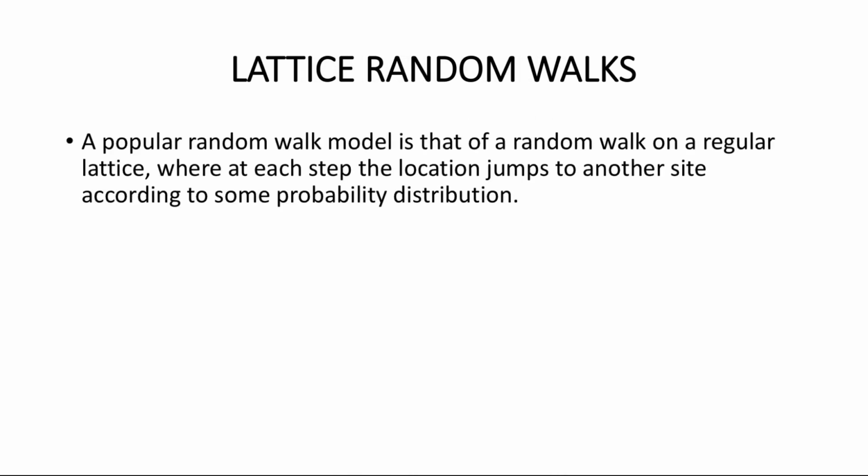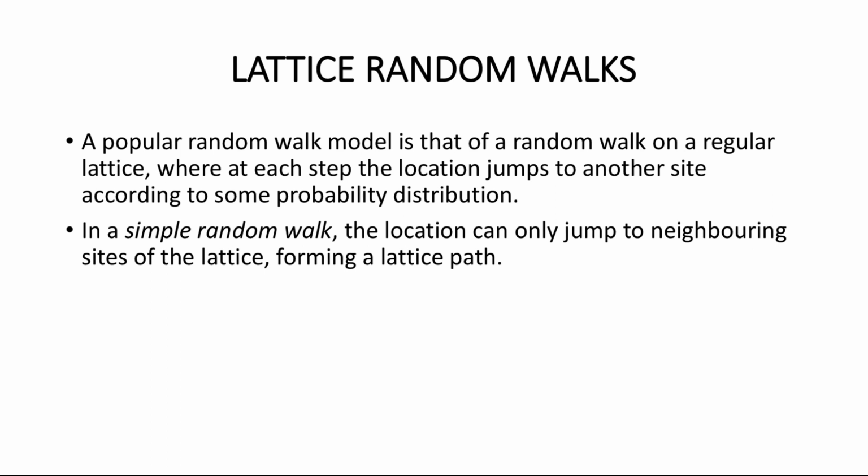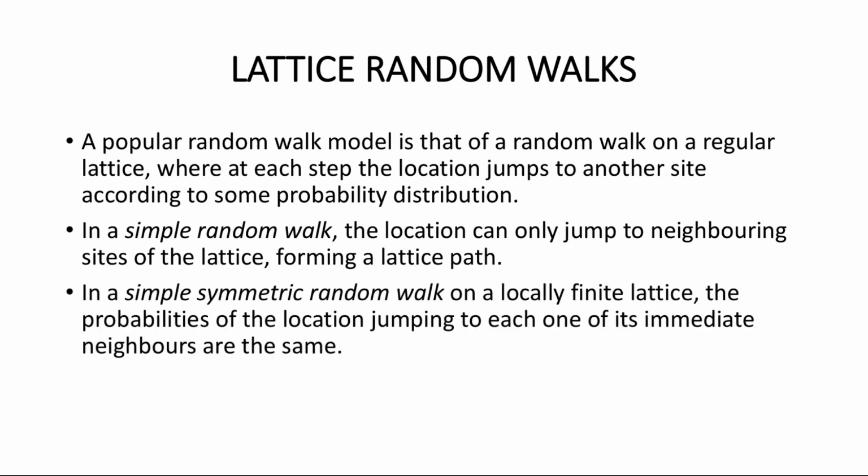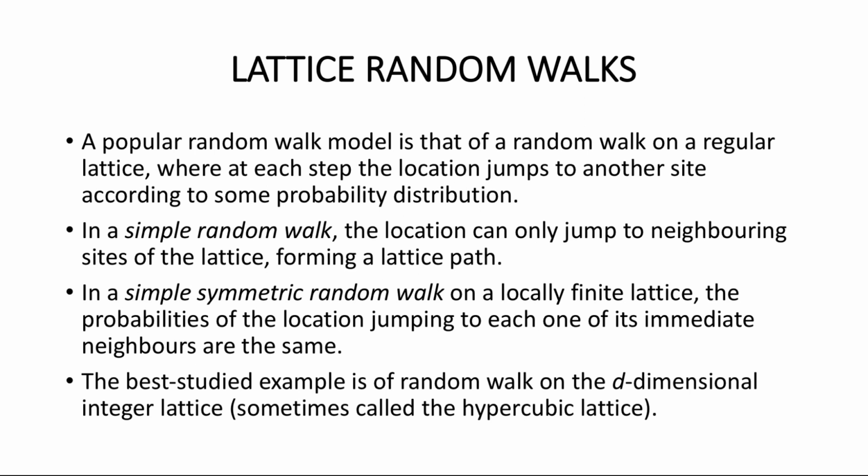A popular random walk model is that of a random walk on a regular lattice, where at each step the location jumps to another site according to some probability distribution. In a simple random walk, the location can only jump to neighboring sites of the lattice, forming a lattice path. In a simple symmetric random walk on a locally finite lattice, the probabilities of the location jumping to each one of its immediate neighbors are the same. The best studied example is of random walk on the two-dimensional integer lattice, sometimes called a hypercubic lattice.